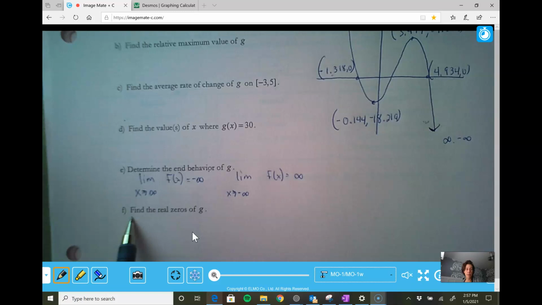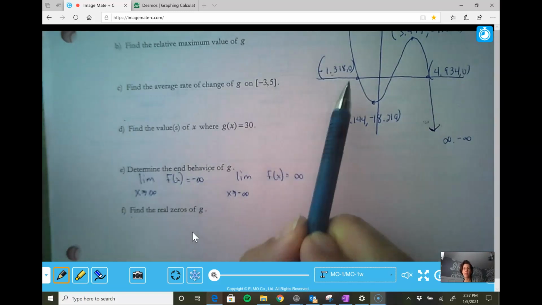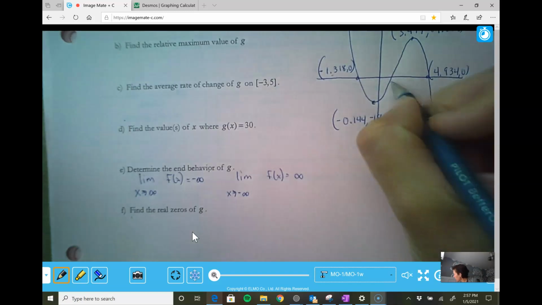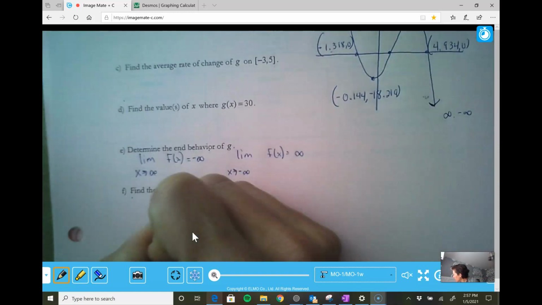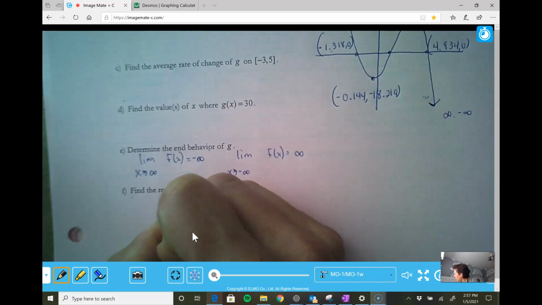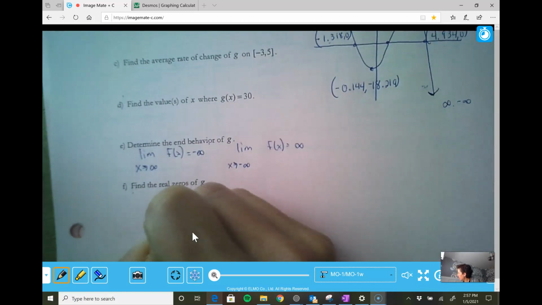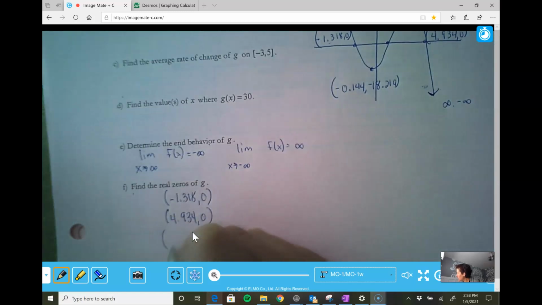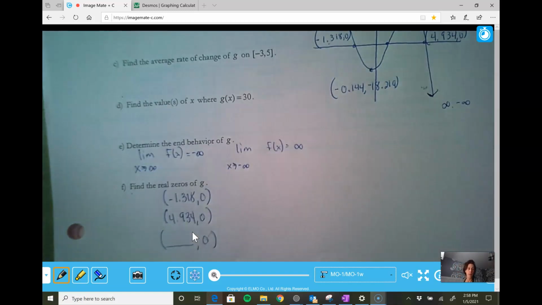Okay, let's go through. I might as well just jump to F. So find the real zeros. Again, the zeros are whenever it crosses the x-axis, and I actually realized that I left the one out. So perhaps you didn't. So I have -1.318, 0. I have 4.934, 0, and then I have some other one, which I forgot to write down, I have another 1, 0. So you write that down. Hopefully you did not mess that up like me.